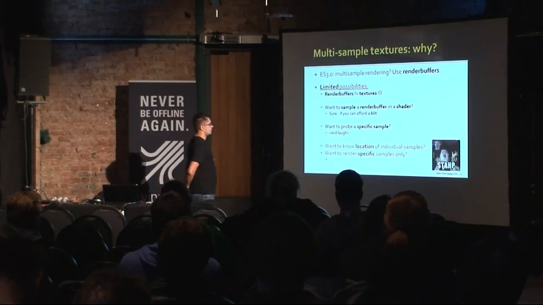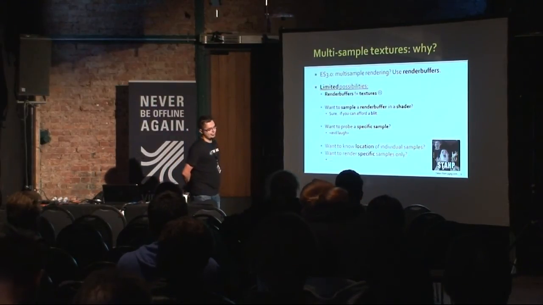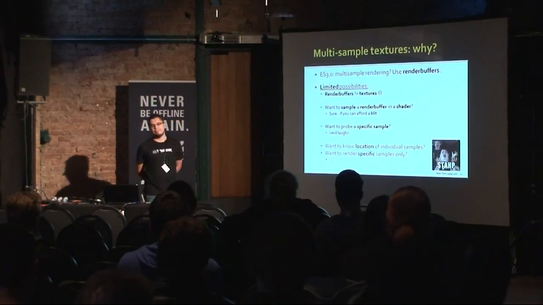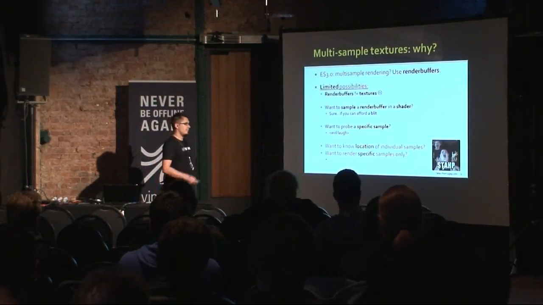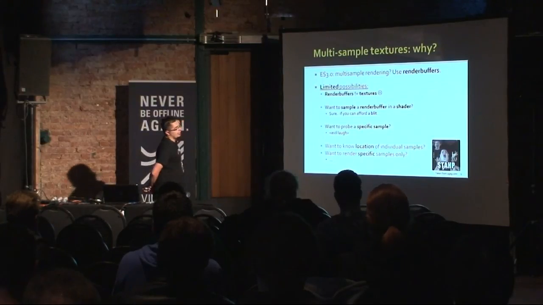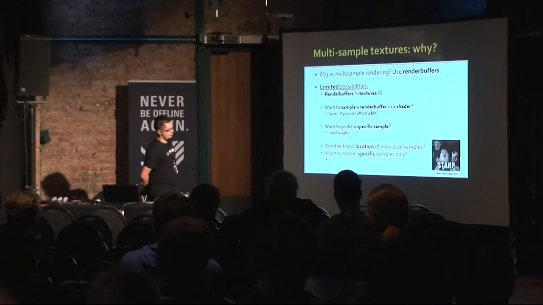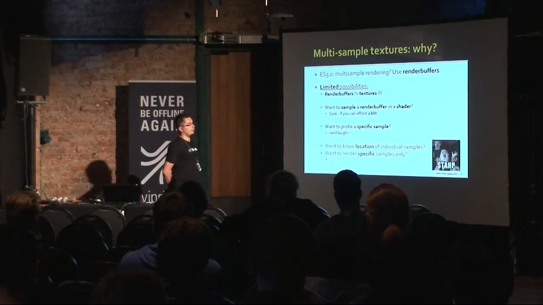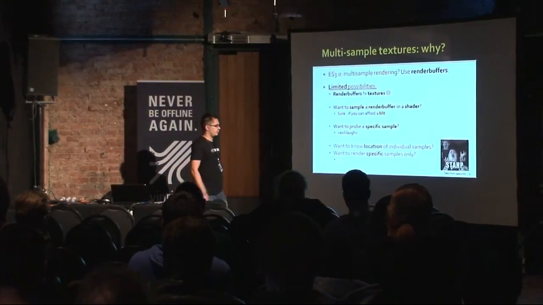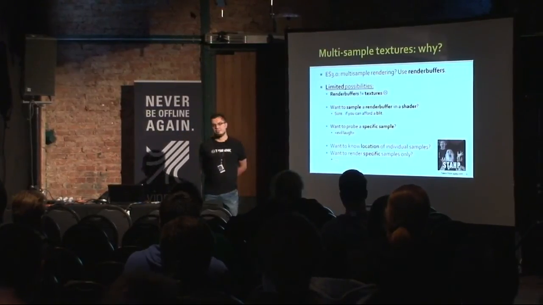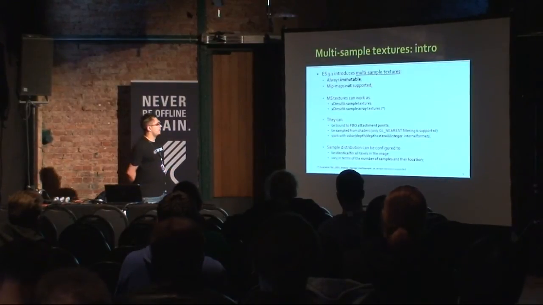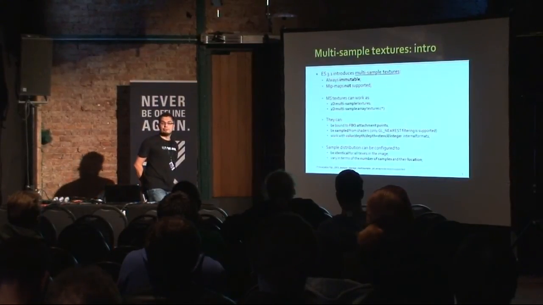If you ever wanted to probe a specific sample, like for instance, from your shader, you were quite curious as to what the contents of the 15th sample is for a given texel, I'm sorry, but the only thing you can hear is an evil laugh. And if you happen to be curious about the location of individual samples or wanted to render to specific samples only, then I'm sorry, but it's a no-go. It wasn't possible back in that age. Fortunately, in ES 3, sorry, any questions?